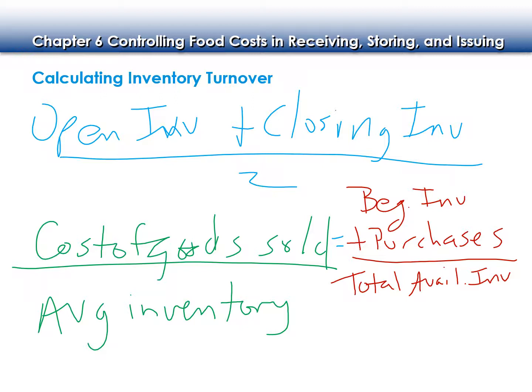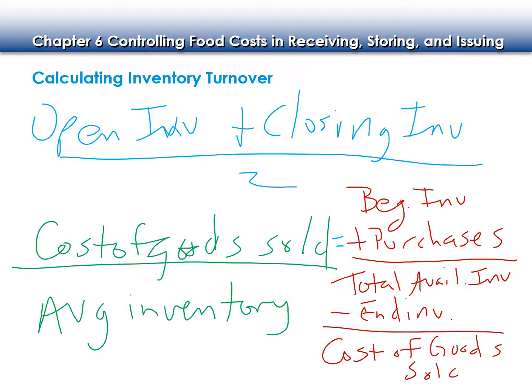Okay? Now, after I actually go and do a physical inventory, I subtract that. So I subtract my ending inventory. Because remember, I haven't used it yet. If it's still in my storage, I haven't used it yet. And it only becomes part of my food cost when what? When I issue it. It only becomes part of my food cost once I issue it, okay? And that is our cost of goods sold.